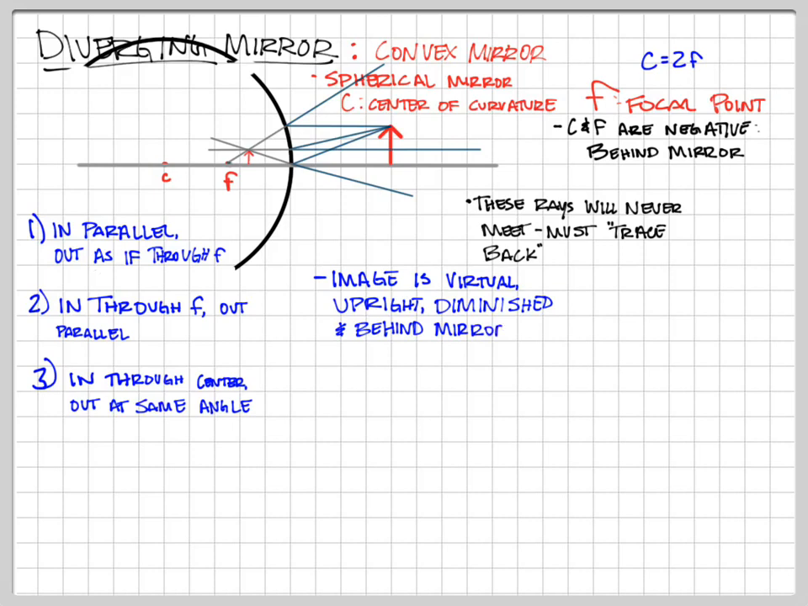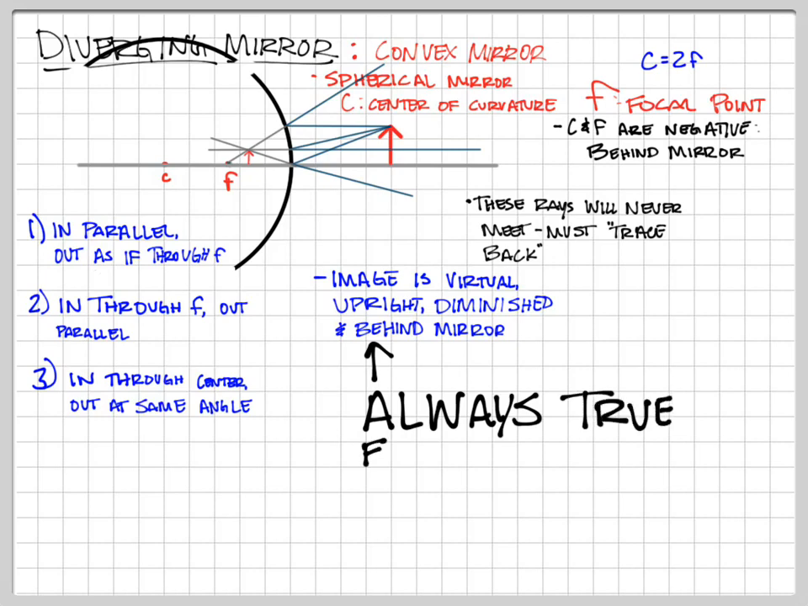Now guess what? It doesn't matter where we move this thing. It's always going to be true for every diverging or convex mirror. Every single time. This will always be true for a diverging mirror. The image will be virtual, upright, diminished, and behind the mirror. That's what diverging mirrors do.